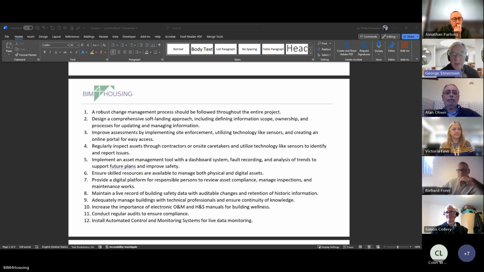Now, to do that, there's a whole range of things that we need to know about the building, the systems that are protecting the people and the spaces, and what components and elements go into that. So that sort of feeds into what we're trying to do within BIM for housing. So that was it, Richard, really.